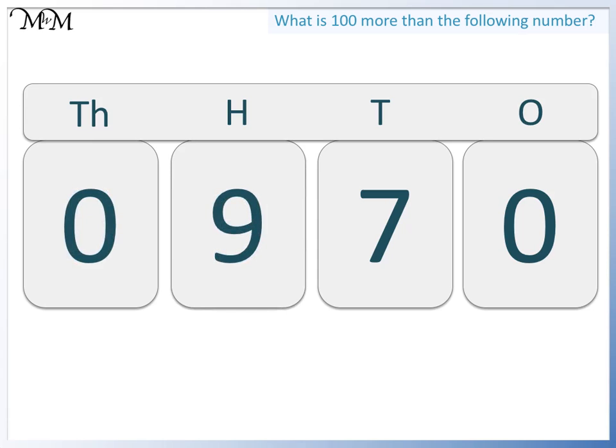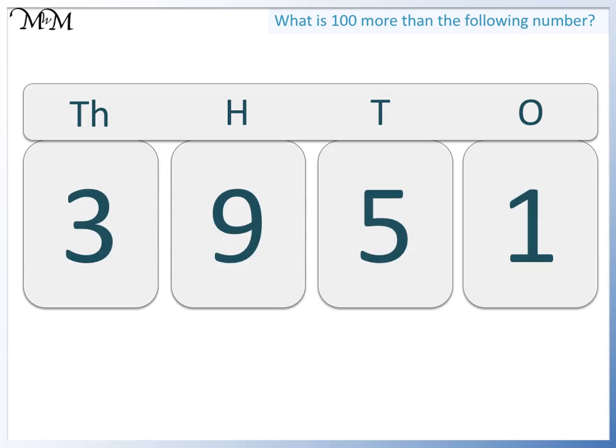What is 100 more than 970? We add 1 to the hundreds column. 9 plus 1 equals 10. So the answer is 1070.